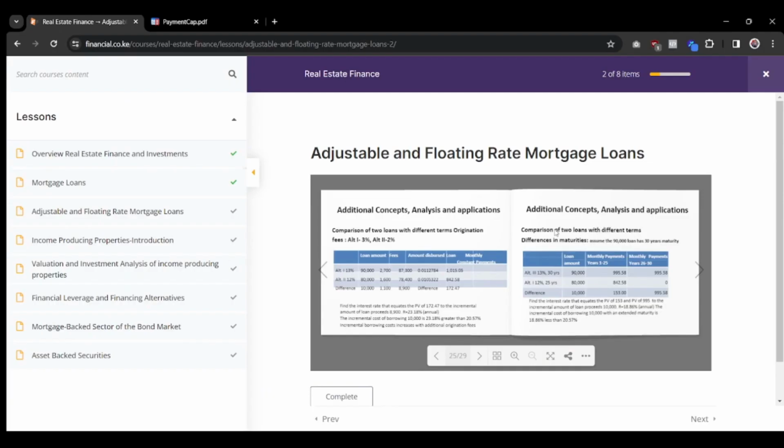Now let's do a comparison of two loans with different terms in relation to origination fees. So for the first option, the loan charges are 3%, and the second alternative 2%. So let's go back to Excel and demonstrate this.